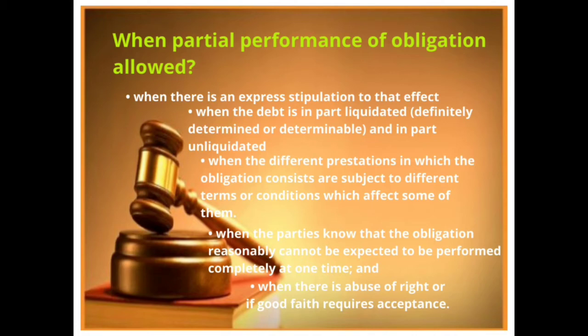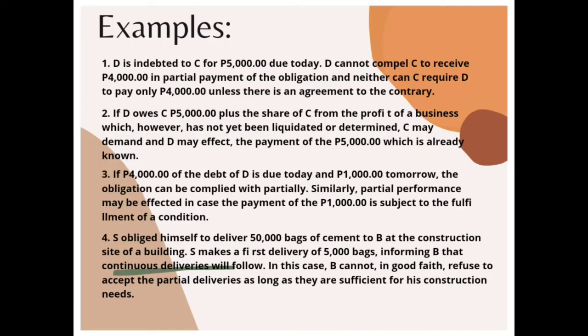Next, when the debt is in part liquidated, definitely determined or determinable, and in part unliquidated. Next, when the different prestations in which the obligation consists are subject to different terms or conditions which affect some of them. When the parties know that the obligation reasonably cannot be expected to be performed completely at one time. And last, when there is abuse of right or if good faith requires acceptance.